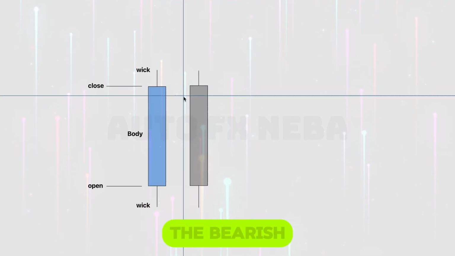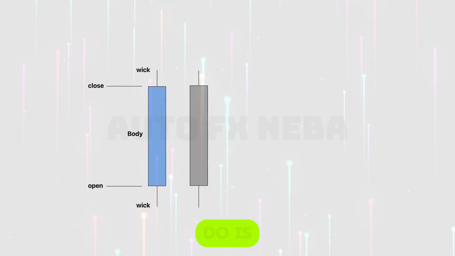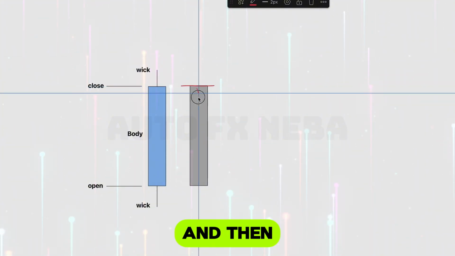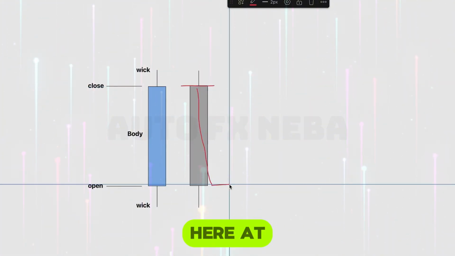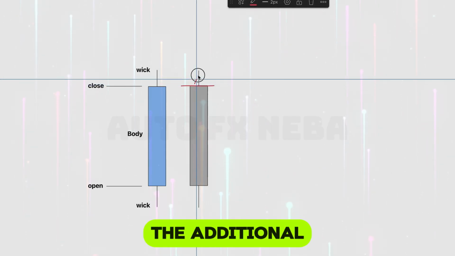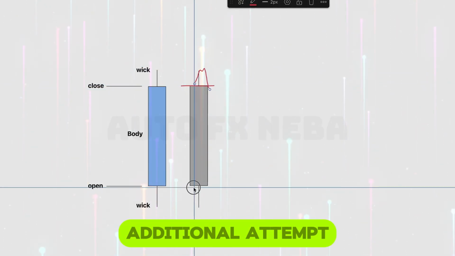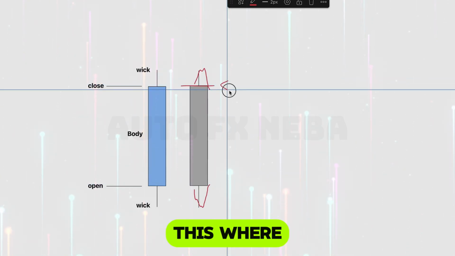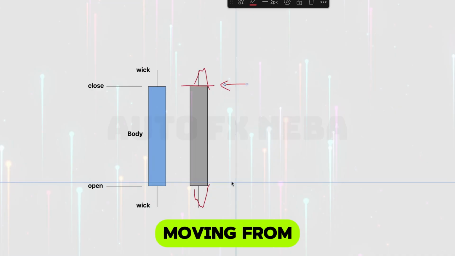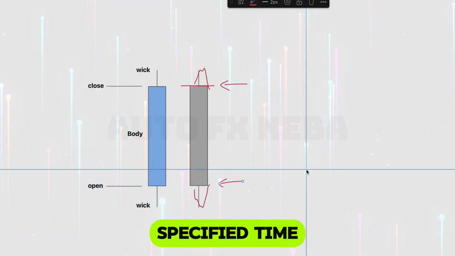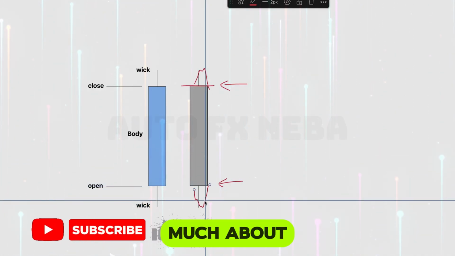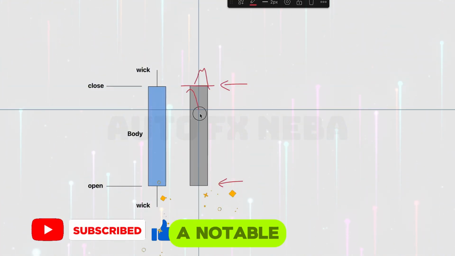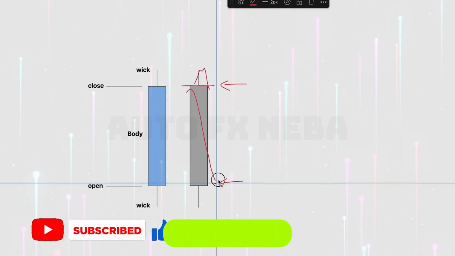So if we focus in on the bearish candle, then what we're gonna do is consider the market opened here at the beginning of the hour, and then it's moved all the way down to this level and closed here at the end of the hour. The additional attempt to go higher and the additional attempt to go lower can provide us some information. In a candle like this, where it's exceptionally bearish, moving from here down to here within this specified time period, we wouldn't worry too much about the lower wick because it's not too big, and we definitely have a notable amount of seller control within this time period.